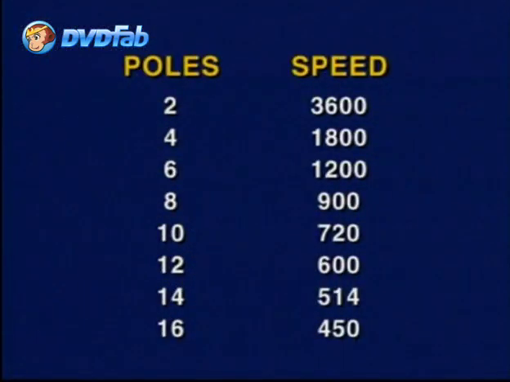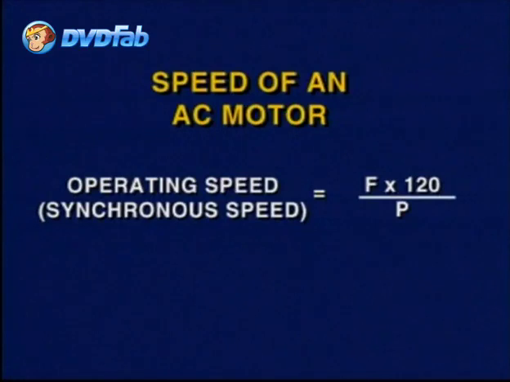The speed of an AC motor is determined by the number of poles that form the stator and the frequency of the AC voltage coming into the motor. The operating speed, called synchronous speed, is equal to the frequency of the voltage times a constant of 120 divided by the number of poles of the motor. The result of this synchronous speed is given in RPMs.